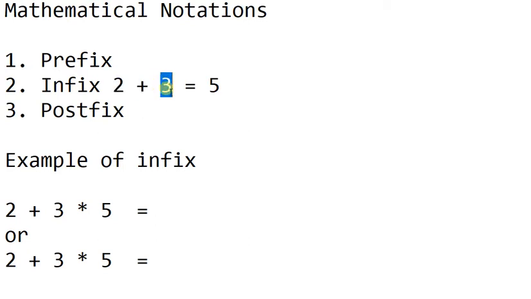But in prefix notation, the operator precedes the operands. So in prefix notation, the operator is applied on the next consecutive 2 operands. So plus is applied on 2 and 3. The answer is 5. Similarly, in postfix notation, the operator follows the operands, like 2, 3 and plus. So the plus is applied on the consecutive 2 operands which are written before the operator. So the answer is 5.